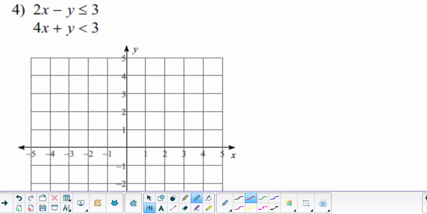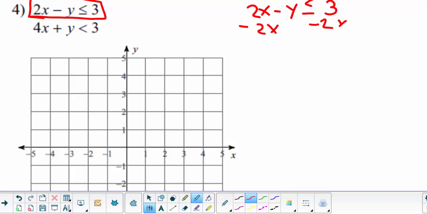All right, so the next thing you might need to be able to do is you might have to get them in slope-intercept form. So we're going to use red to represent that one. So the first thing I'd want to do here is subtract 2x from both sides. So here you get y by itself. So I've got negative y is less than or equal to negative 2x plus 3. So now we have to get rid of that negative. So I'm going to multiply everything by a negative 1.